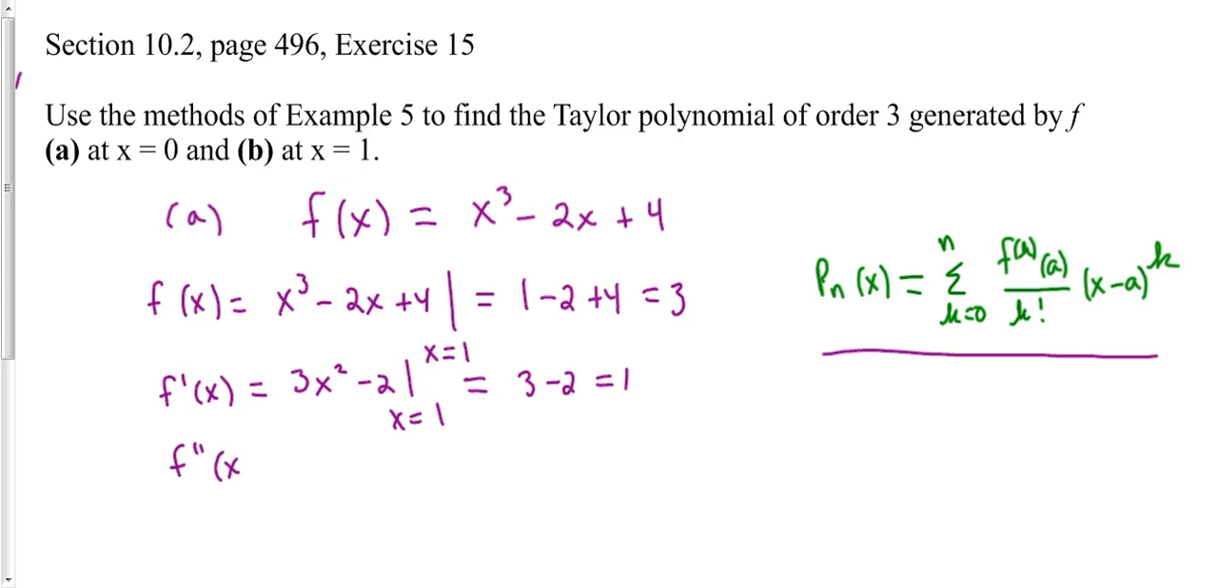My second derivative is going to be 6x. And of course, when we evaluate that at x equals 1, we're going to get 6. And then finally, my third derivative is going to give me 6. And when I evaluate that at x equals 1, I'm still going to get 6.